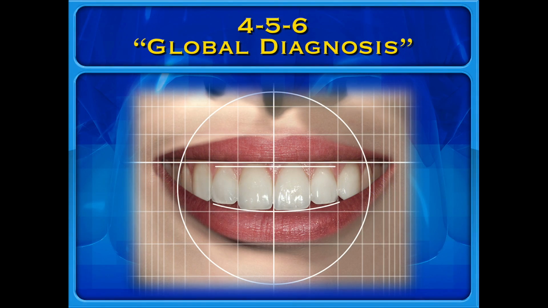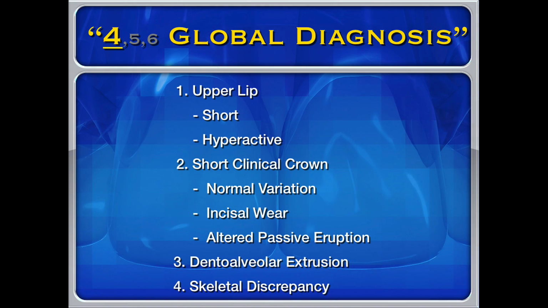The title of my presentation today is 456 Global Diagnosis. Global diagnosis is a systematic approach to looking at that more complex interdisciplinary patient. My partner Jeff Rouse and I have been working on developing this system for the last 18 years. It turns out that there are only 4 global diagnoses that dictate all interdisciplinary treatment planning.